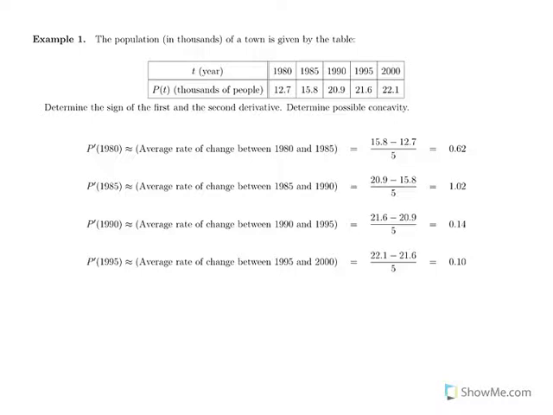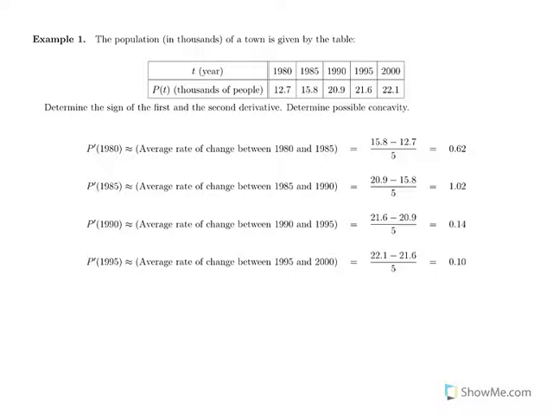Note that a lot of the work is done here already. Because we can't find the exact value of the derivative, we have to estimate it given the values that we have. So if I want to estimate what the derivative value is at 1980, I can use the 2 points, 1980 and 1985, and find the average rate of change between those 2 points. That's going to be the change in the population, 15.8 thousand minus 12.7 thousand, divided by the change in the years, which is 5. If we do that calculation, we get 0.62.